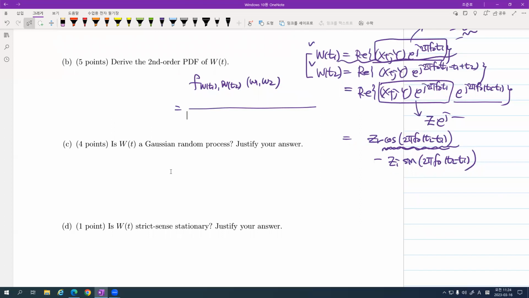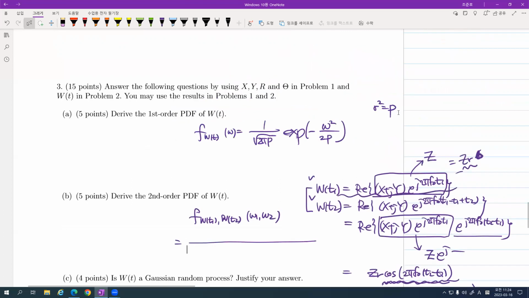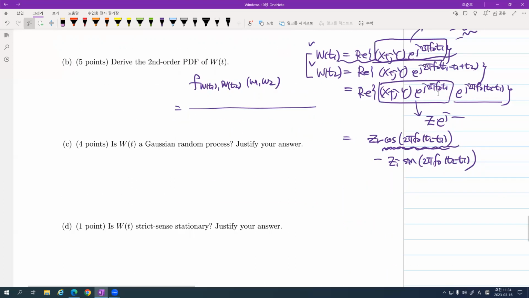Why is it Gaussian? Consider you take n points, because we want to use Kolmogorov's idea to show this is Gaussian. So you take capital N samples, or let me use lowercase n because it may confuse you. So some N samples, and what happens?